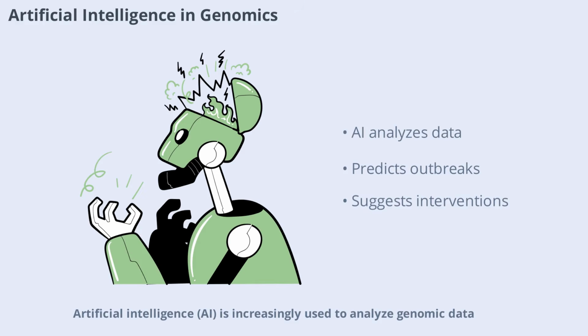Artificial intelligence (AI) is increasingly used to analyze genomic data. AI can spot patterns, predict outbreaks, and suggest interventions faster than traditional methods. This technology is making genomics more powerful and accessible.